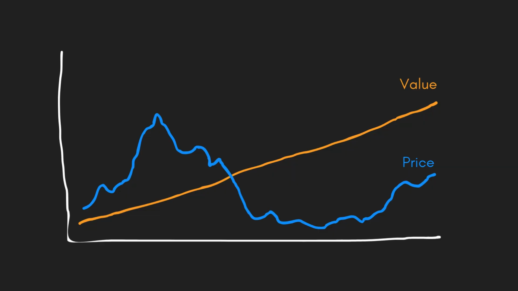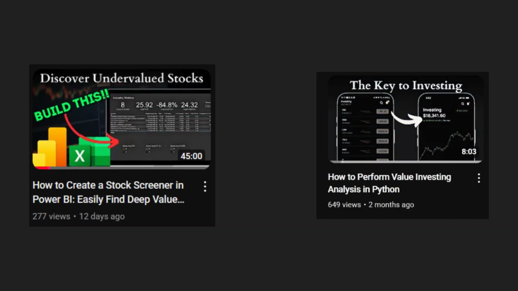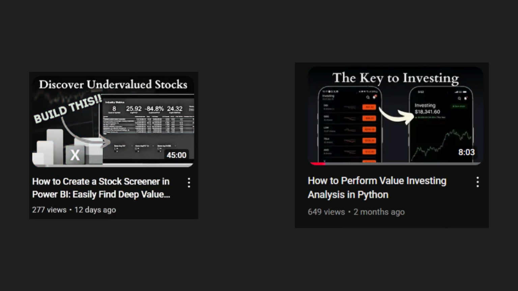I have a stock screener tutorial in both Power BI and Python. In the Power BI version, I walk through how we can use TradingView stock screener data to calculate industry average multiples to then compare against individual stocks. In the Python version, I walk through how we can gather historic financial data using the Yahoo Finance package to calculate multiples and automate this comparison analysis process for us.